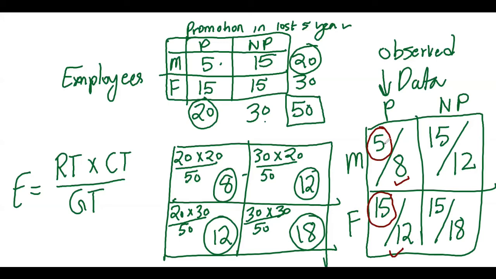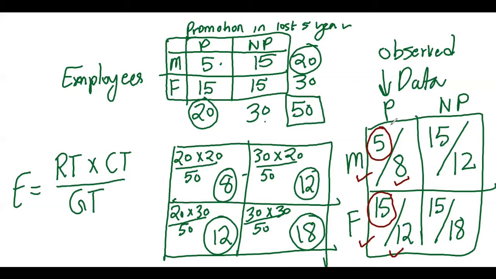If you calculate this ratio, 15 upon 12 and 5 upon 8, you can see the ratio of female promotion is found to be higher than the ratio of male promotion. So the answer is that the chances of promotion of females is higher than the chances of promotion of the males. Now the question is, can we conclude only after comparing this, or is there some method of comparison? Yes, there is a method of comparison.